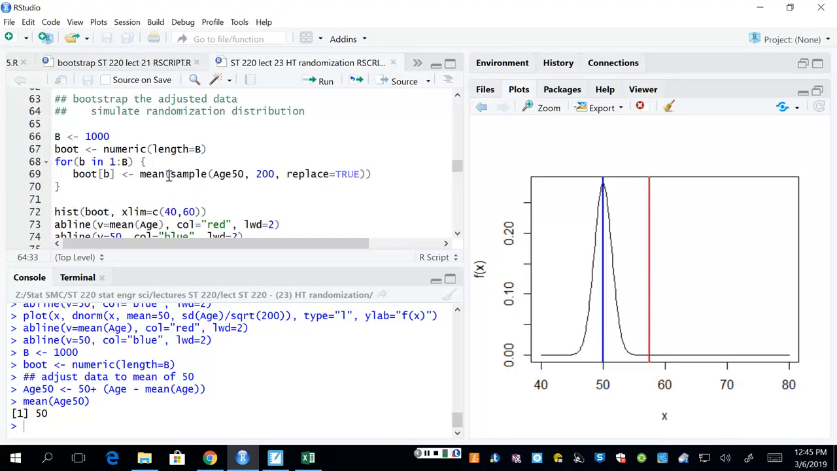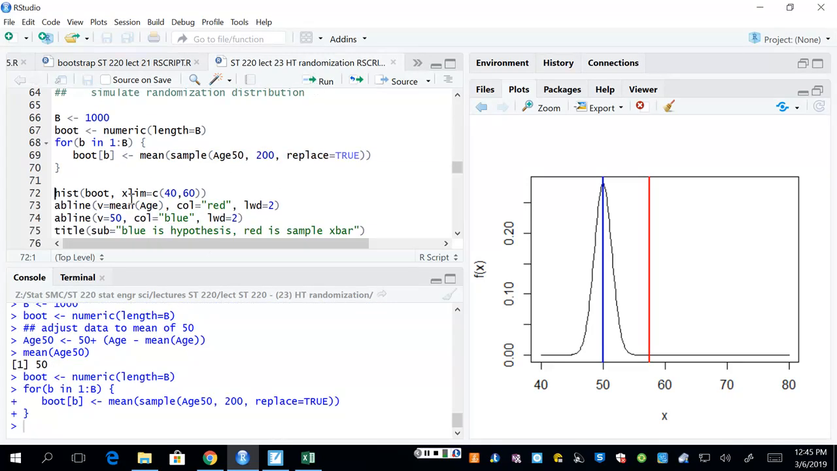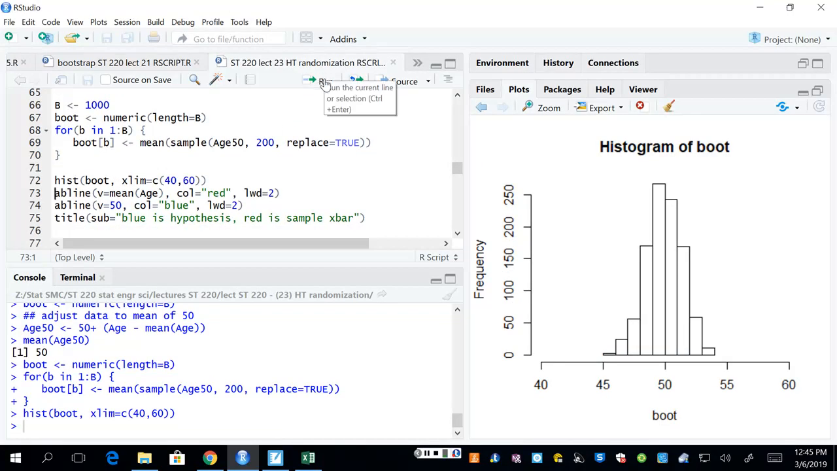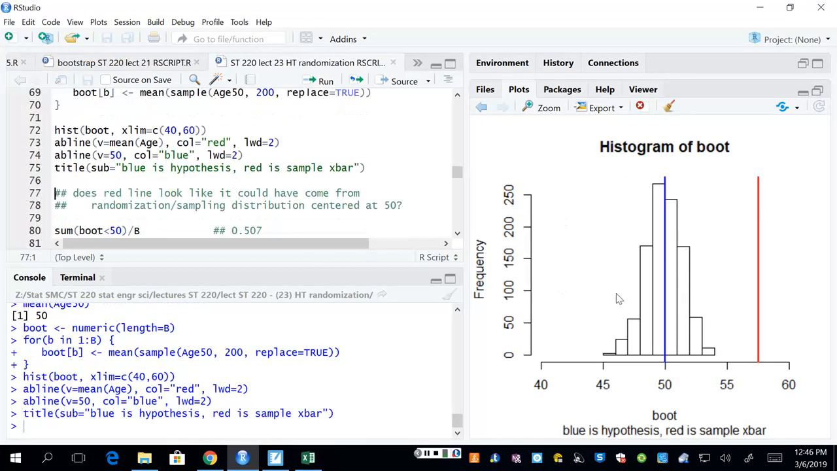So now my bootstrap is going to take a sample of those adjusted ages. There's 200 individuals, so I'm going to sample 200 with replacement to get another little variation, and take the mean of those. So my bootstrap does that. Now the histogram of my bootstrap averages looks like that, between 40 and 60. I put my red line there, and my blue line at the hypothesis of 50. My bootstrap averages are all around that 50, like we would expect them to be.